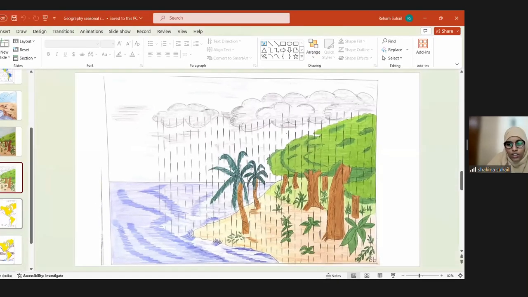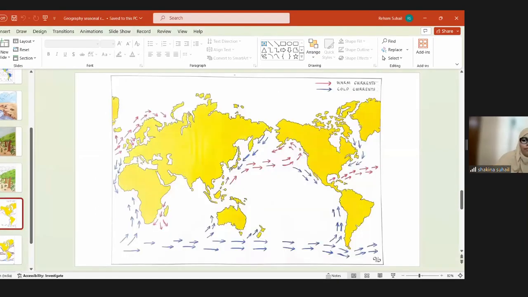So now show chart 9b. So we see some currents on this map. The red ones are the warm currents and the blue ones are the cold currents. So where do we see the warm currents here? From the tropical regions to the inwards of the land. See, the warm currents are originating from the tropical regions inwards.